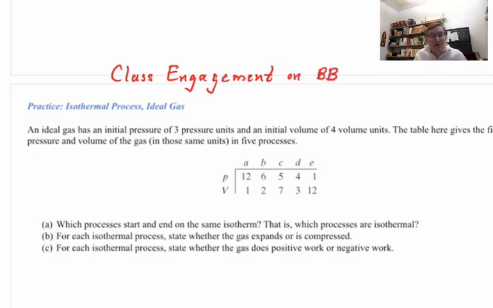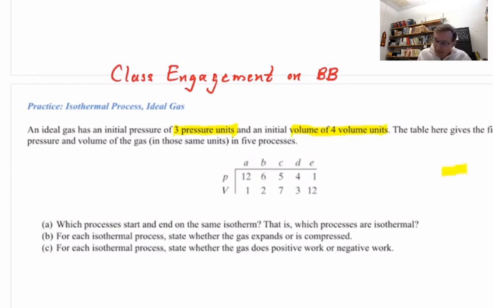Practicing with the ideal gas law. Goes like this. An ideal gas has an initial pressure of 3 pressure units. They don't really care what they are. They could be pascals, if you want to think Pascal, fine. And an initial volume of 4 volume units. If you want to think meters cubed, SI unit of volume, that's fine.